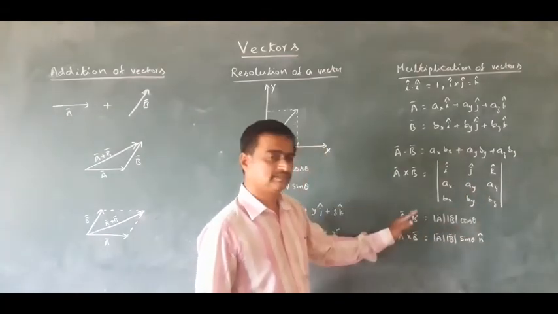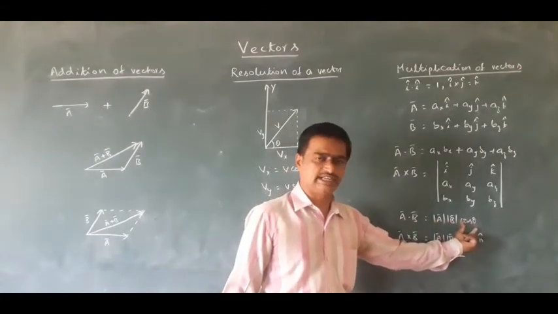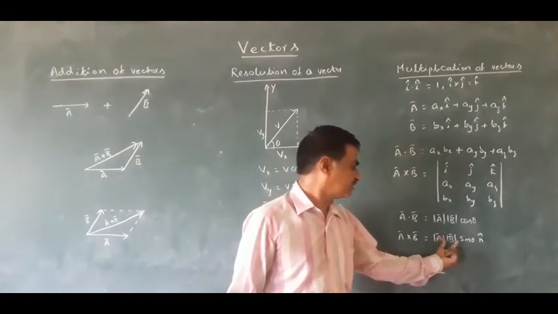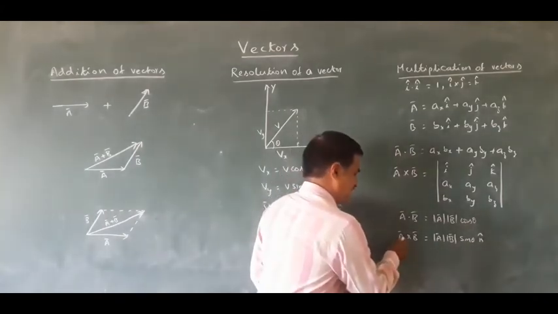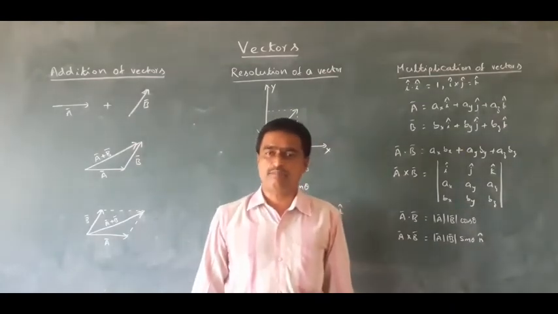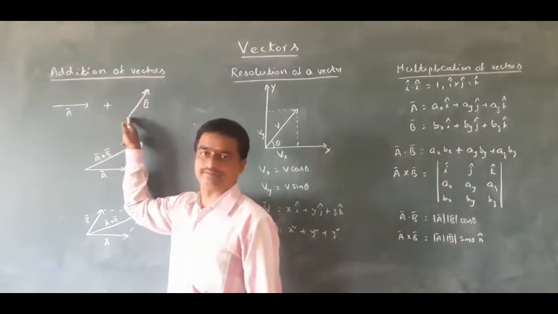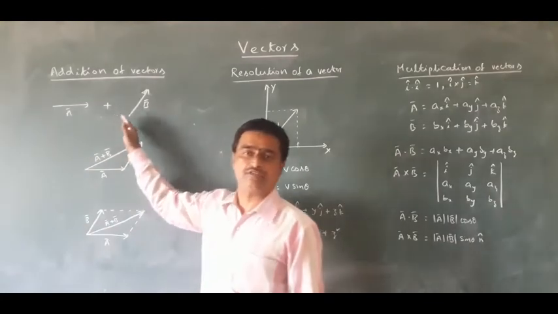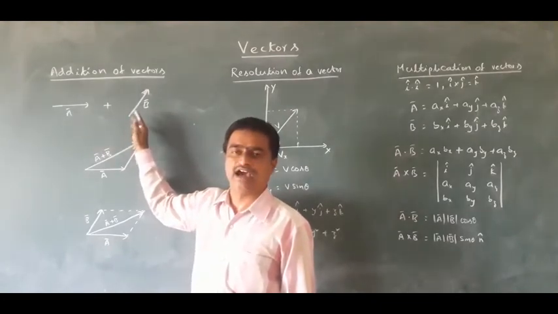These products are written like this: a dot b is equal to mod a into mod b cos theta. Then a cross b is mod a into mod b sin theta n. Here, as it is associated with a direction, we have to tell the direction of this one. To understand the direction, suppose we have two vectors like this, and I multiply these two. How do we understand the direction of the resultant vector?